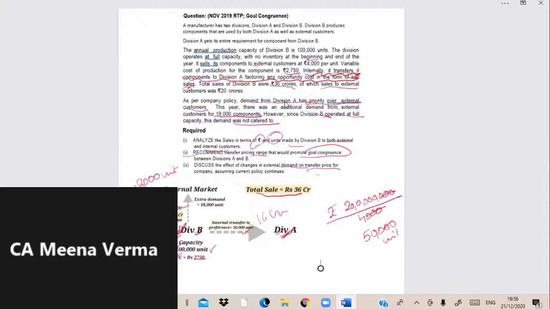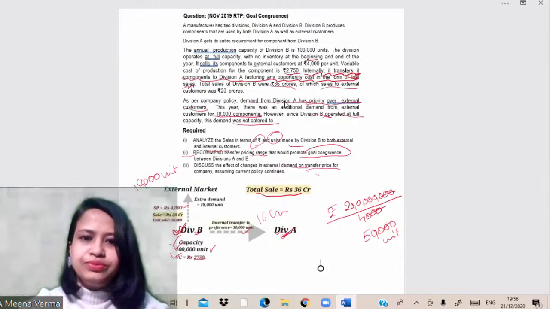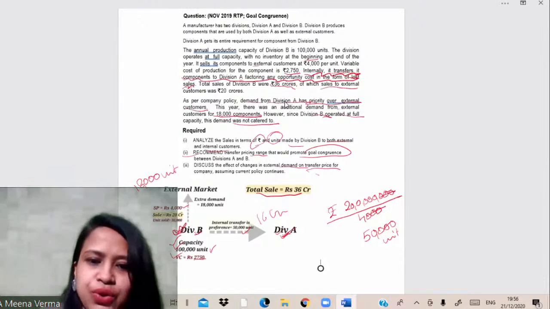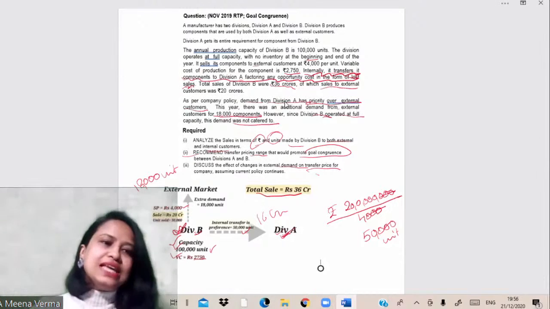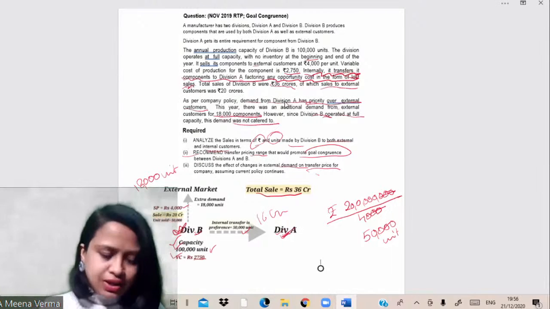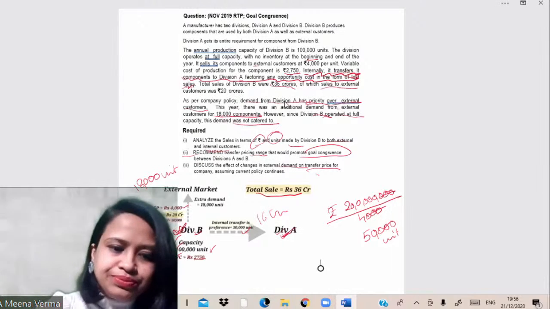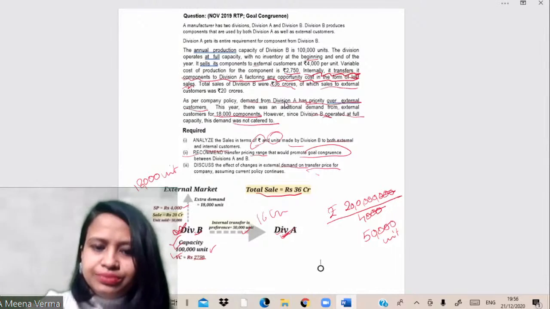Okay, now let us discuss. So in this question, you can see that you can sell the maximum units. You are selling 50,000 units in the external market. You're selling 50,000 units in the market.